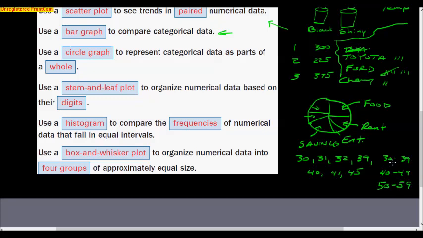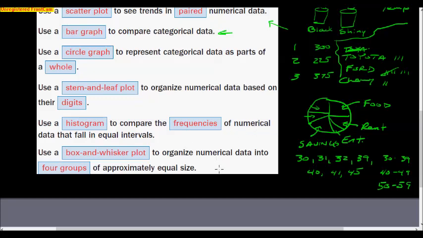Okay, and you'd be listing how many are in here. Maybe you have 3 of them, or 4 of them like I do here, in the 30s, 3 of them in the 40s. Maybe you have 8 of them in the 50s. Okay, so that might be an example of a histogram use.